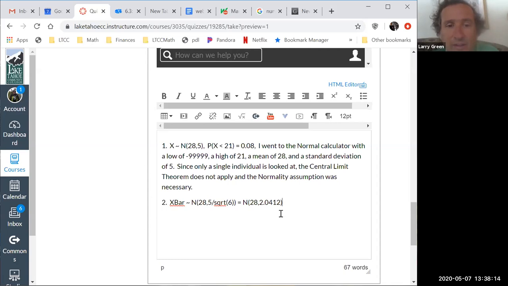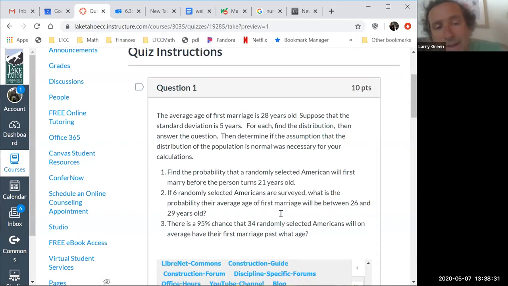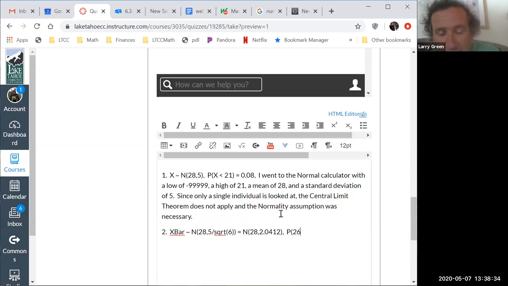Okay, so now let's find the probability. Let's read the question again: the probability that it's between 26 and 29. So that's going to be 26 less than X bar less than 29. Write that down because I'm going to leave the screen so I can get to the calculator. So 28, 2.0412, and 26 to 29.